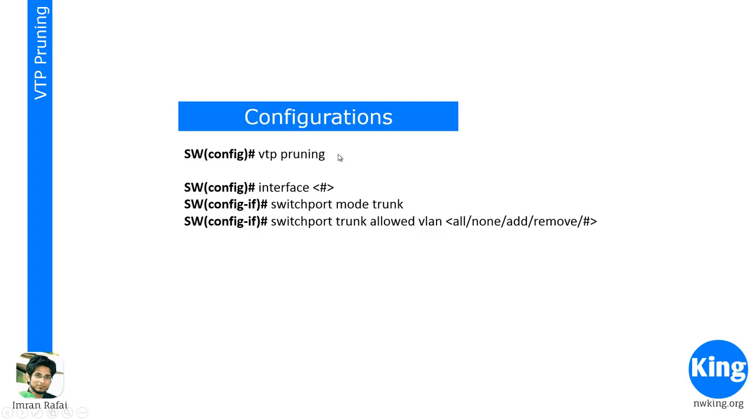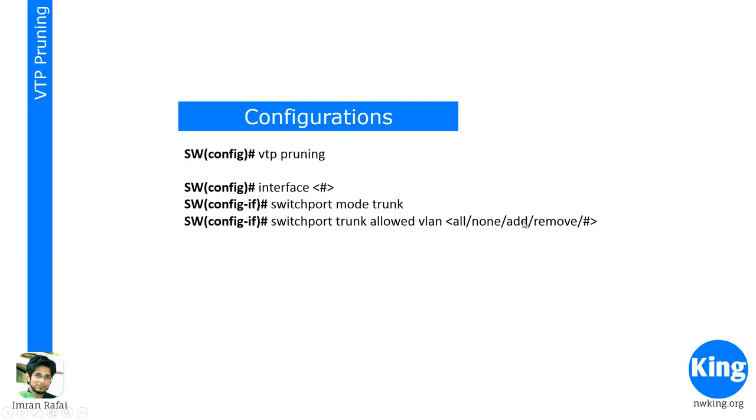But if you want to manually allow VLANs, you can go into switchport mode trunk, whichever is your trunk interface, right? You can go into that interface and then say switchport trunk allowed vlan. You can use the keyword all. When you say all, that means every VLAN is allowed. When you say none, that means no VLAN traffic is allowed.